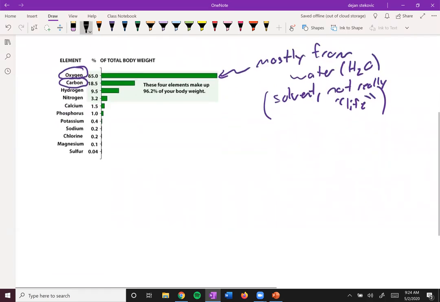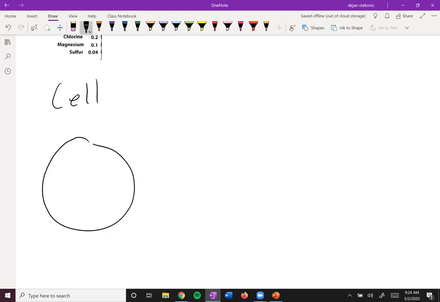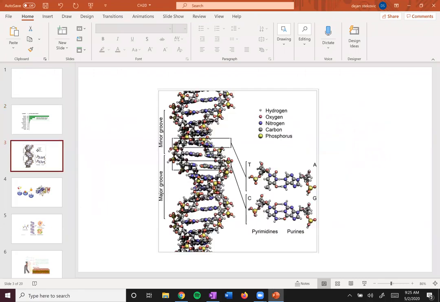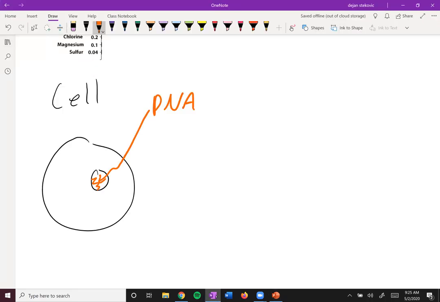Cool. So if you think about something that's living, and you think about the smallest part of it, you come up with a cell, right? So let's take a look at a picture of a cell. In the middle of the cell is some DNA, right? The code of life, if you will. And so here's a picture of some DNA.